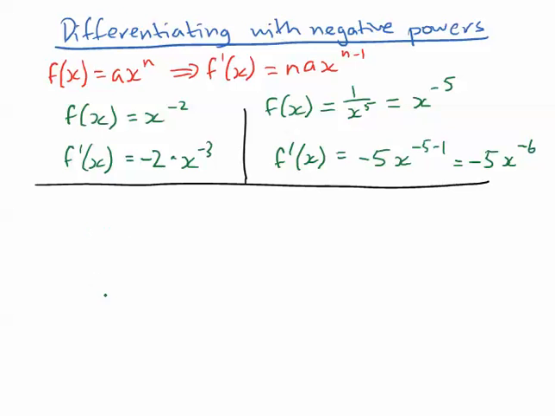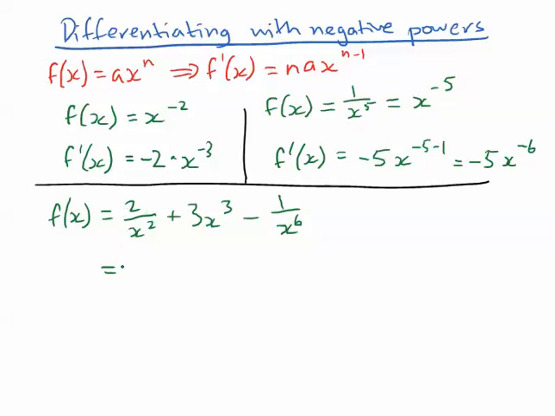Alright, another example, a bit longer this time. If our function gives us 2 over x squared plus 3x cubed minus 1 over x to the power of 6. Okay, so this is a bit of a mixed one because here we have positive powers, but they're in the denominator of a fraction, or they're being divided by, which means that they're going to end up being negative powers.